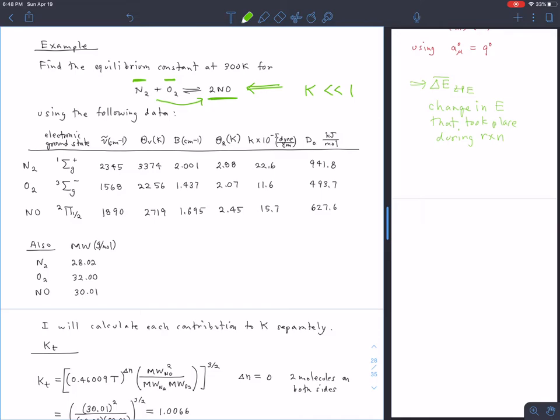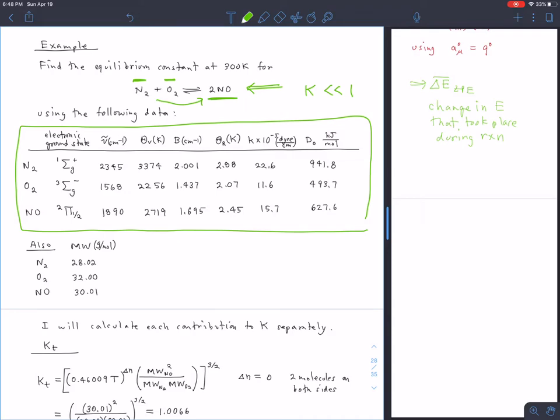All right. We're going to need some molecular data to do this calculation. Here's a table with a whole bunch of molecular data. This comes from another textbook, and I'll come back to this table as we need the data. But notice we're going to need vibrational temperatures for each of the reactant and product molecules. We're going to need rotational temperatures for those things too.